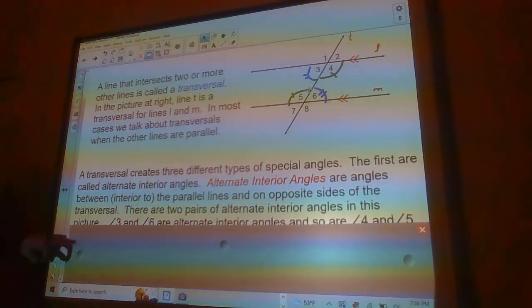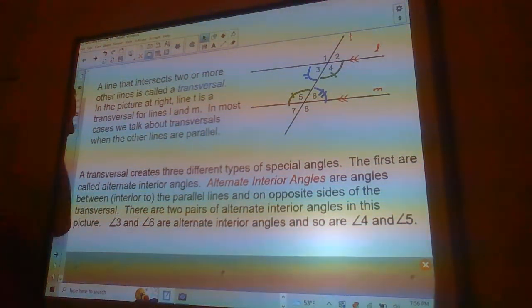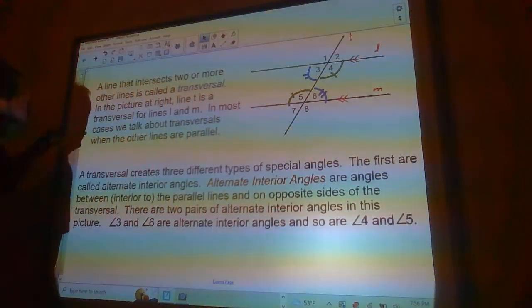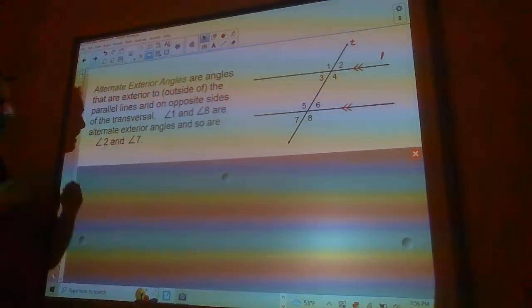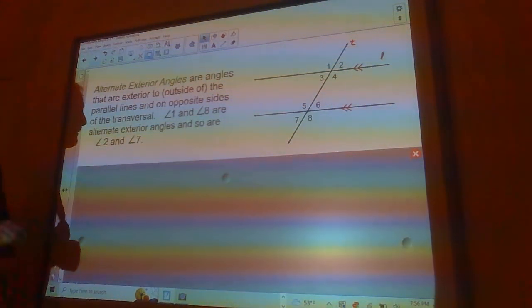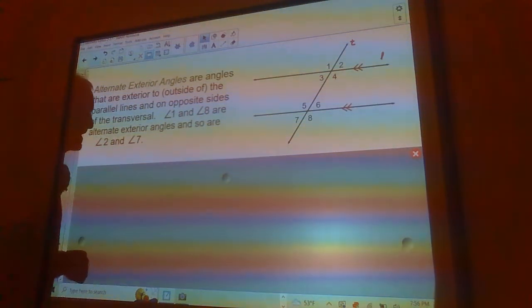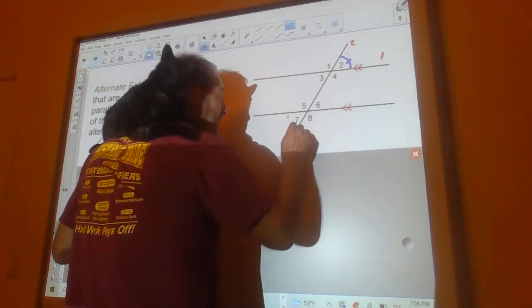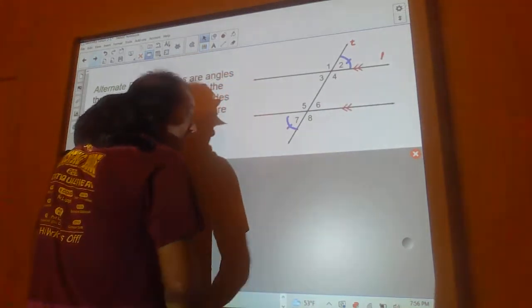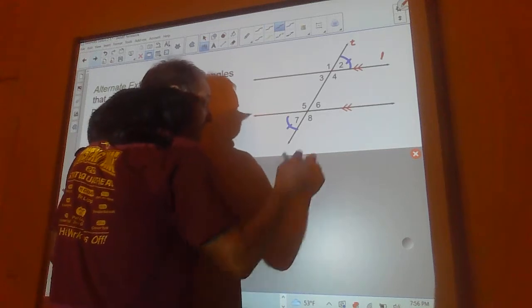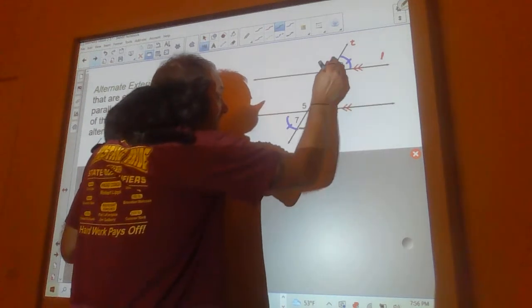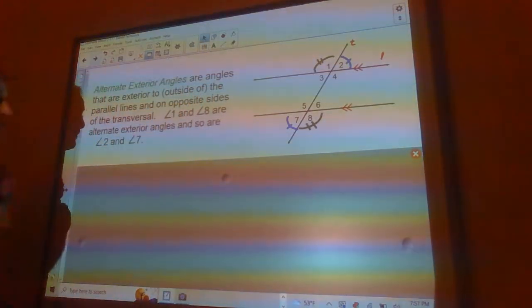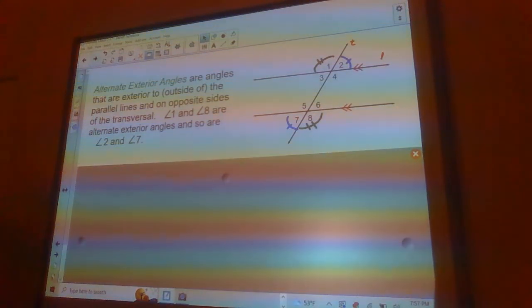Okay, there's 2 pairs. We've got them right here. Now, another type is alternate exterior angles, which are pretty much the same thing, except they are outside the lines. So one example would be angle 2 and angle 7, and the other would be angle 8 and angle 1. Okay, so those are alternate exterior angles.